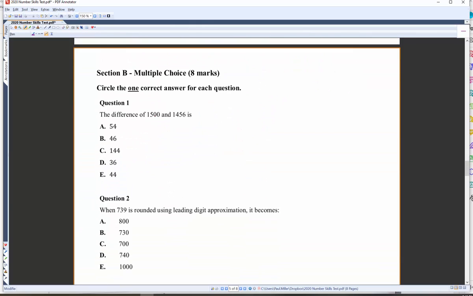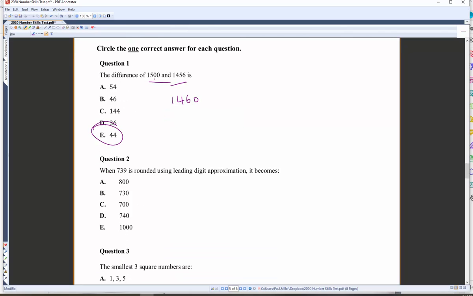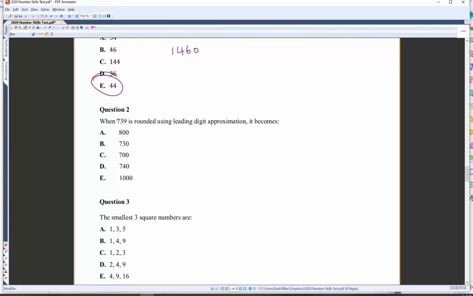Okay, the difference between these two numbers here, well, probably using an algorithm would be a bit of a nightmare for this. Let's just have a look at the numbers. It's going to take me 4 to get to 1460 and another 40 to get to 1500. So 40 plus 4 is 44. 739 to leading digit means that's the digit we round to. This is what we have to do.